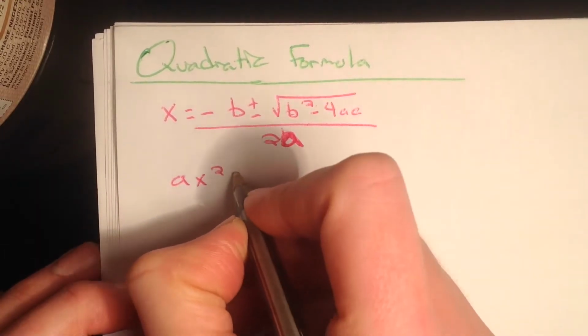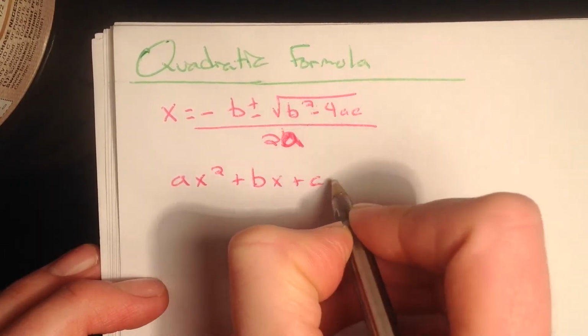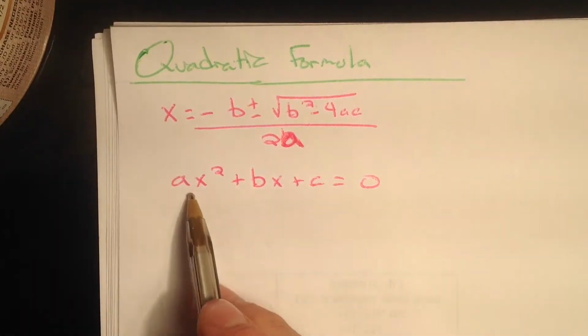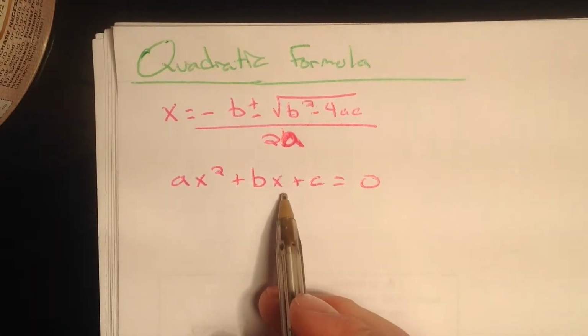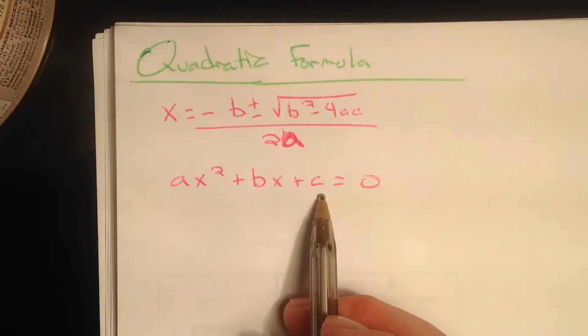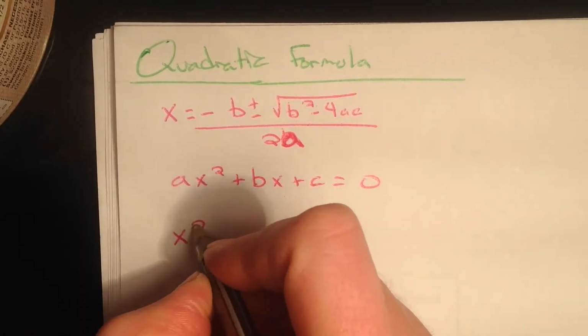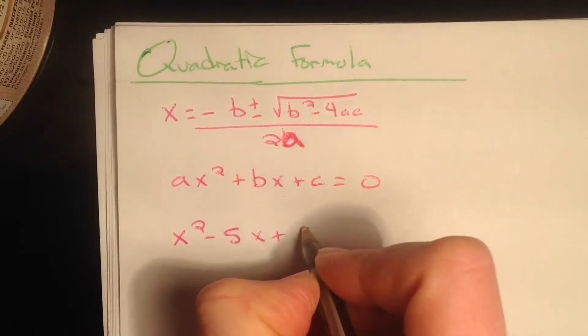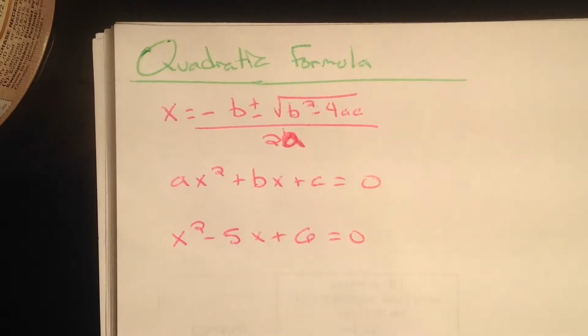Remembering that a quadratic comes already in this format. We have our a in front of our x squared, our b in front of our x, and our c by itself. So for example, if I'm given something like this as an equation, then I know that my a is 1, my b is negative 5, and my c is 6. I then just go about plugging them in.